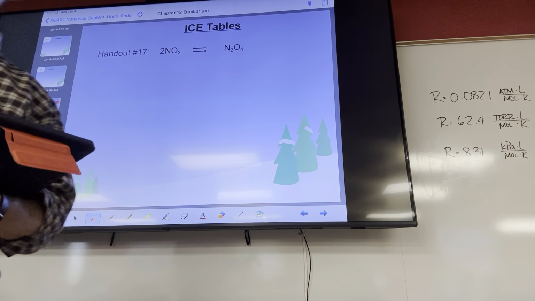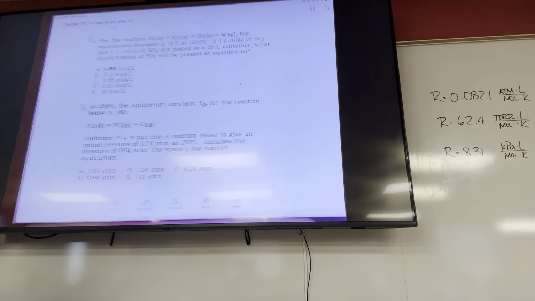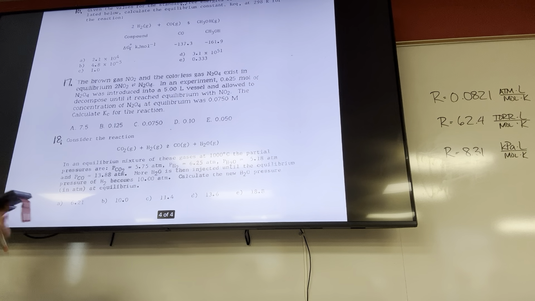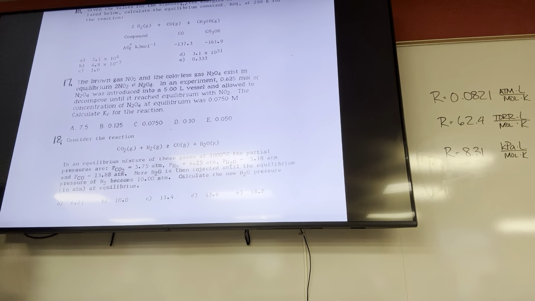Let's try one more for today, and that will be number 17. Seventeen says the brown gas NO2 and the colorless gas N2O4 exist in equilibrium according to this very simple, small chemical equation. In an experiment, 0.625 moles of N2O4 was introduced into a 5-liter vessel and allowed to decompose until it reached equilibrium. The concentration of N2O4 at equilibrium was 0.075. Calculate Kc for this reaction.